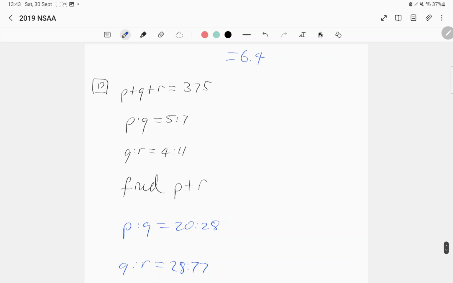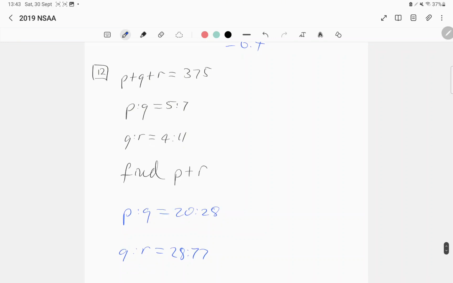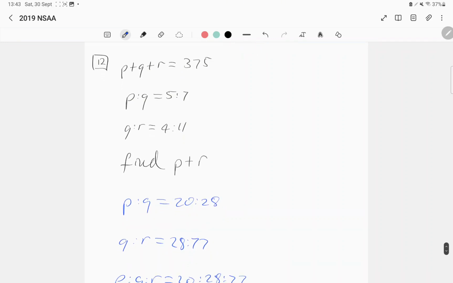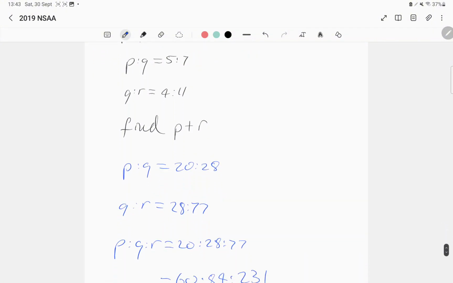P + Q + R equals 375. P to Q is 5 to 7, and Q to R is 4 to 11. Find P + R. The first thing to do is to write P to Q as 20 to 28, and Q to R as 28 to 77.